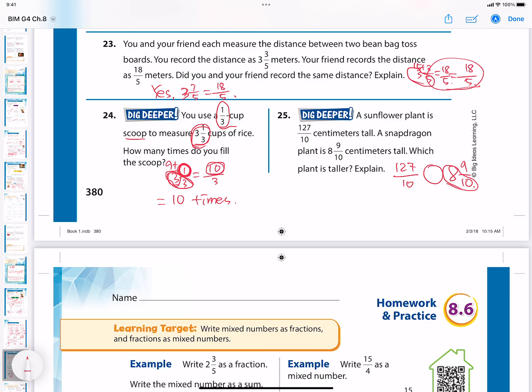Okay, so I'm going to use this way. 8 times 10 is what? 80. 80 plus 9 is what? 89. Now we can compare. 127 is greater or 89 is greater. Since we have the same denominator, we don't have to consider the denominator. If we have different denominators, we have to change one fraction to make the same denominator, but we are not going to do that now. Here, of course, 127/10 is greater than 89/10, which means the sunflower plant is taller. Okay?